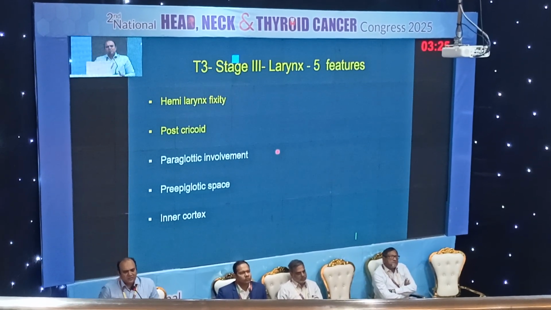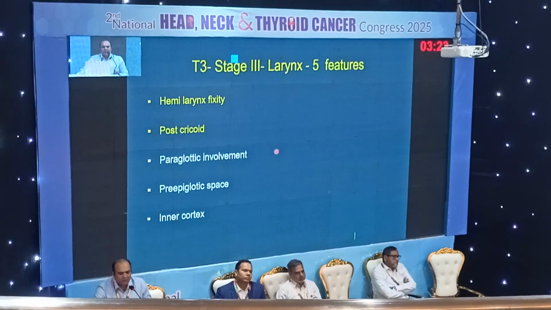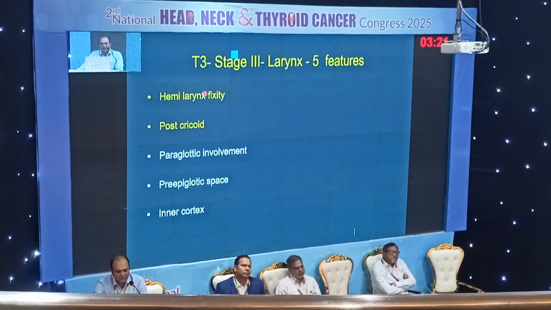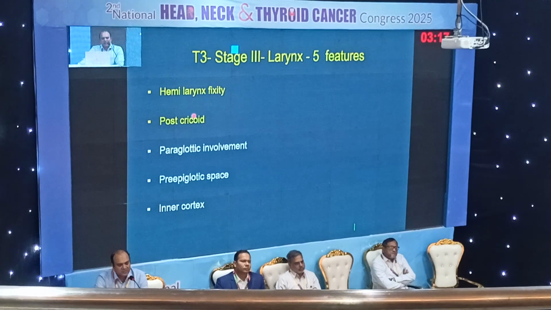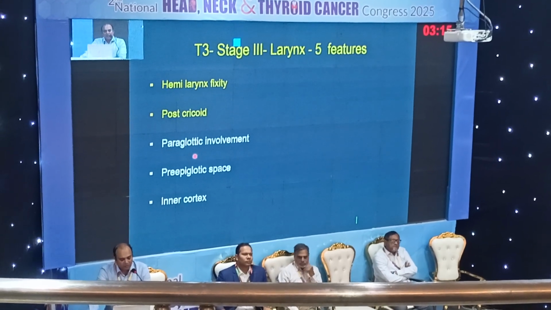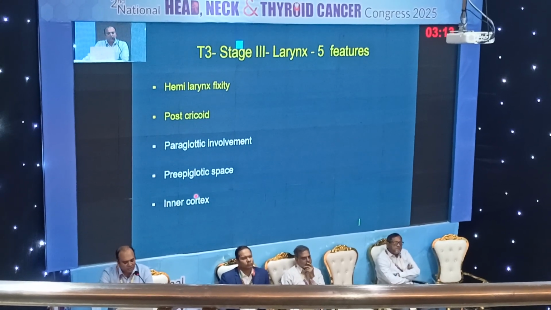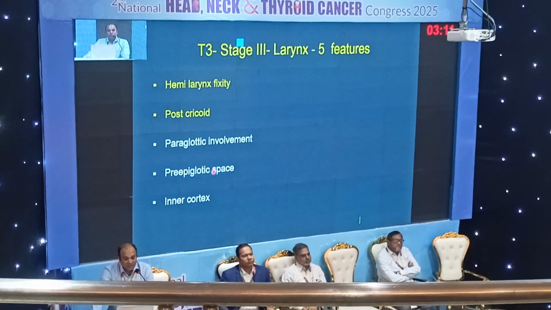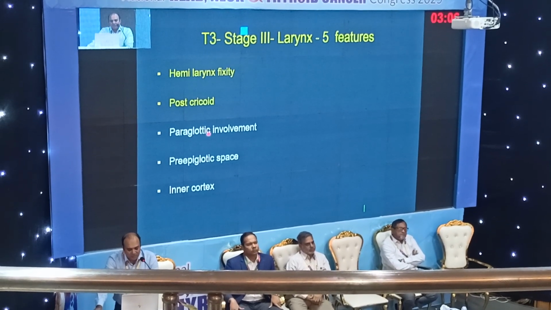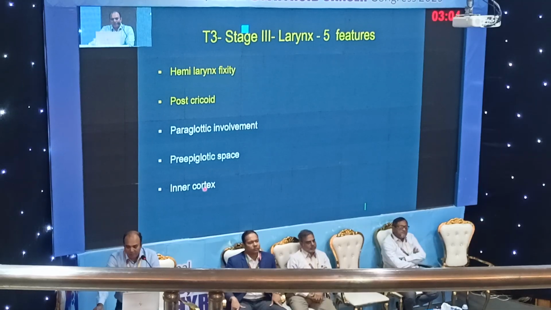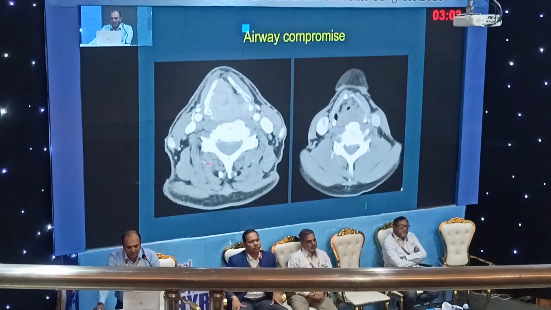So T3 means the three things I have given in white and two in this yellow. This you can make out by endoscopy: hemilarynx fixity and post-cricoid. The paraglottic fat, epiglottic space and inner cortex, all are treated by chemoradiation if there is no aspiration. But you need to understand that this can be made out only by a CT scan.